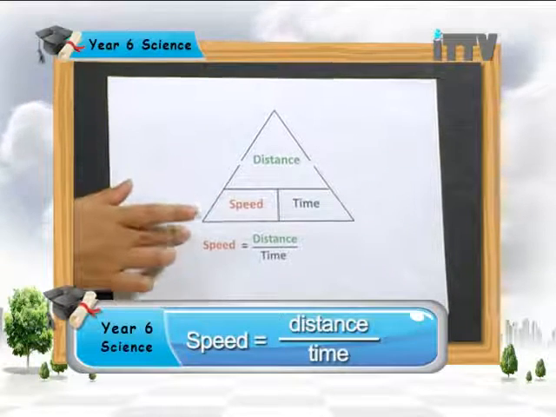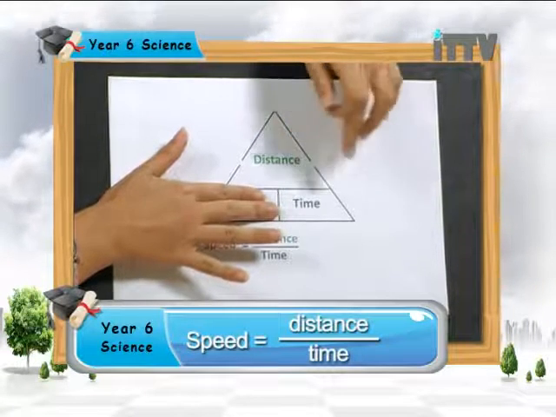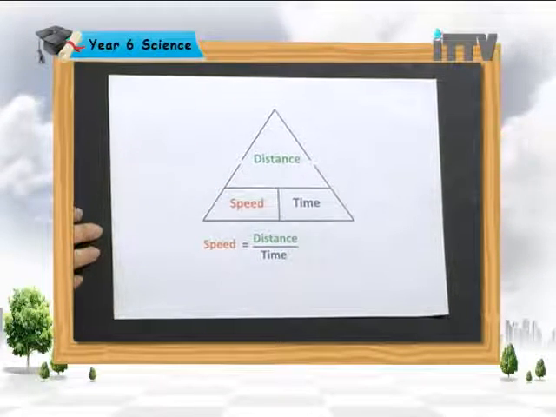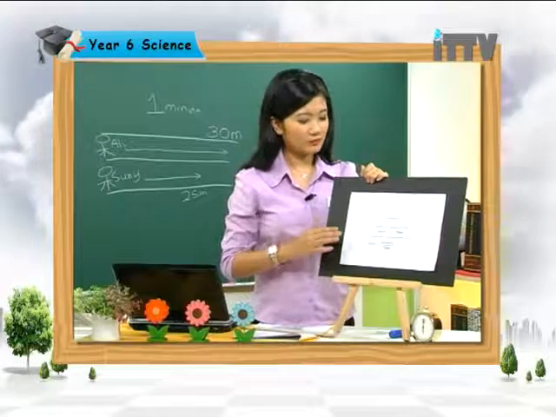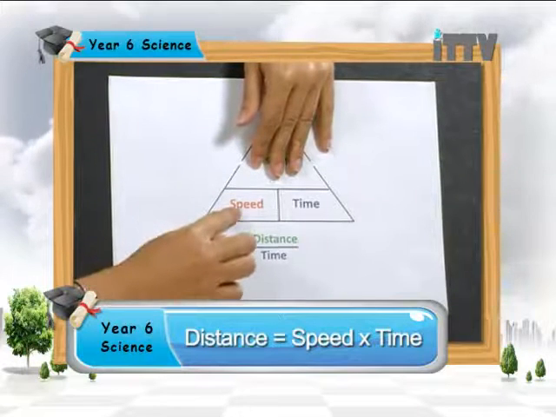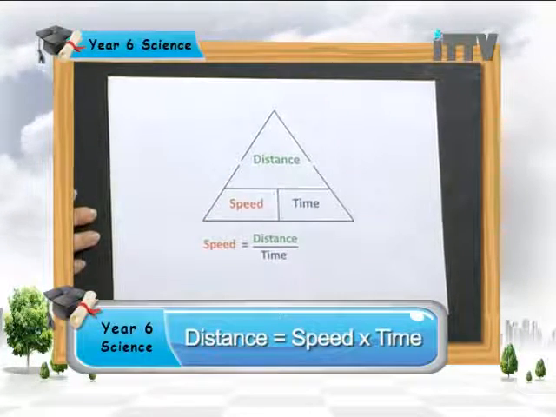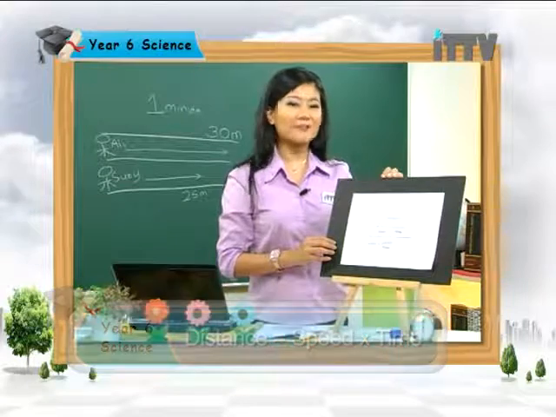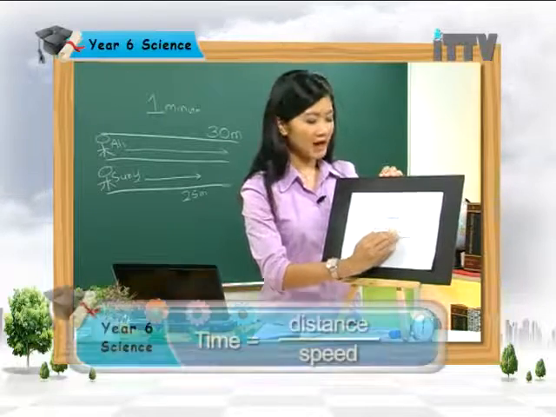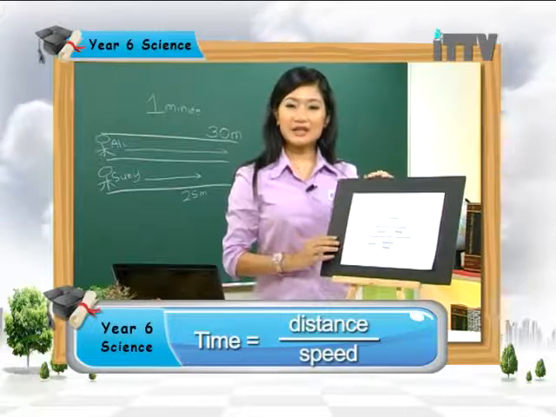So if you want to calculate speed, just cover this speed. So speed equals distance over time. However, if you want to calculate distance, how do you think we should do? Simple, right? We just cover this, distance. So distance equals speed times or multiplied by time. So what do we do if we are asked to calculate the time taken? It's easy, right? Just cover the time. So we know now, time equals distance over speed.